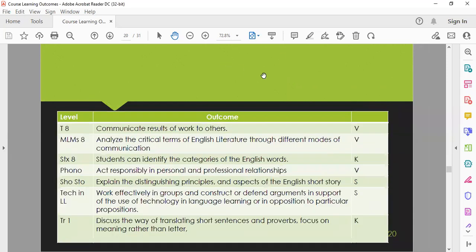Then the next one, I think maybe this is the last slide in discussing those courses. From T level 8, communicate results of work to others. This is obviously a translation course, and this outcome is under values. Any comment on this, please?